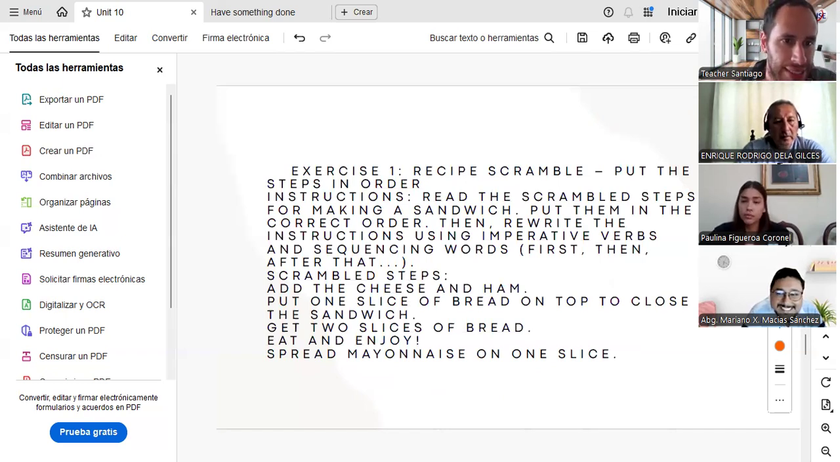No, right? It's an easy question. Just use the imperative to give the instruction. So, exercise 1, recipe scramble. Put the steps in order.